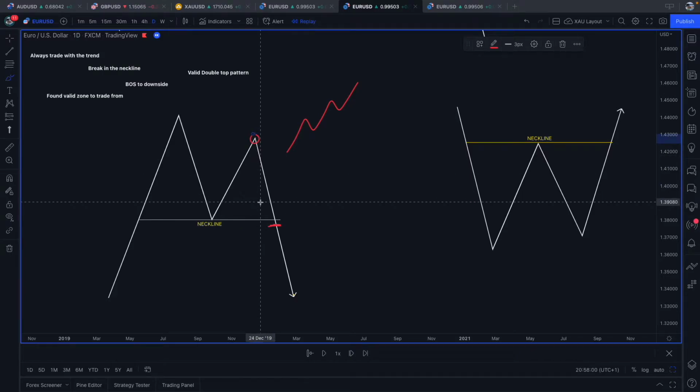Our confirmation comes when we have a break in this structural low. So when we see structure break to the downside, this is the confirmation we need that price is in fact looking to reverse, and then we can look to execute those positions.